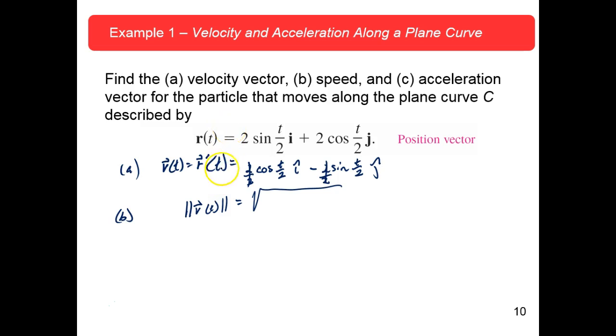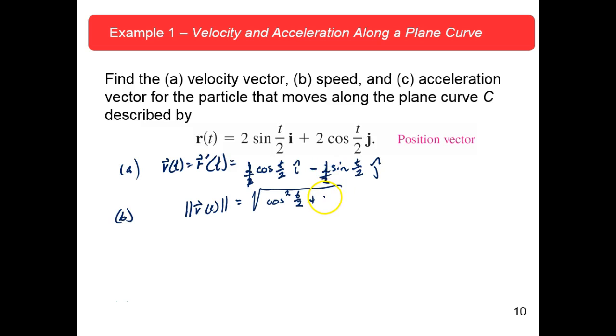Is the square root of cosine squared t over 2? Right. No, you don't need i's and j's in this, because velocity, speed is a scalar quantity. When you do the square root, you just do the components.